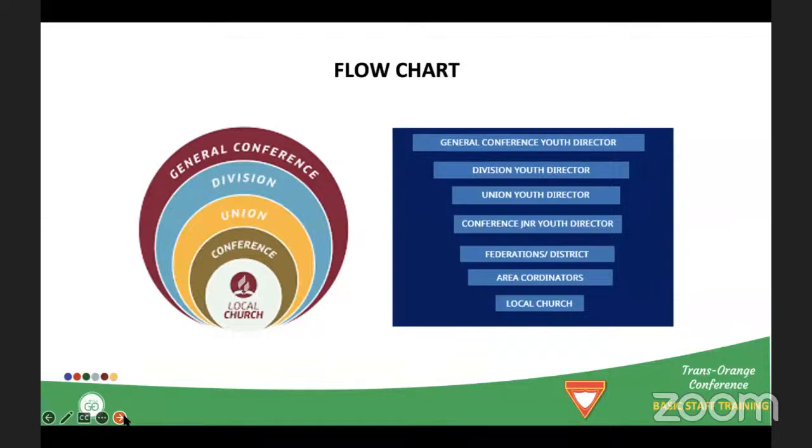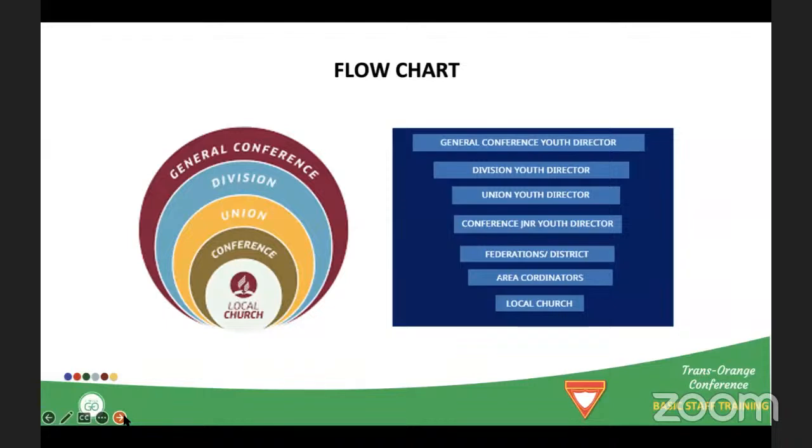And on the blue chart there, I tried to tailor-make it for our own, to speak to us as a Trans Orange conference. We have federations or districts in our flow chart, and we also have the area coordinators, and then the local church. If you have been in the leadership for some time, you remember that in the term when Pastor Rambao came in, at one point we didn't have federations. The local church was dealing directly with the conference.